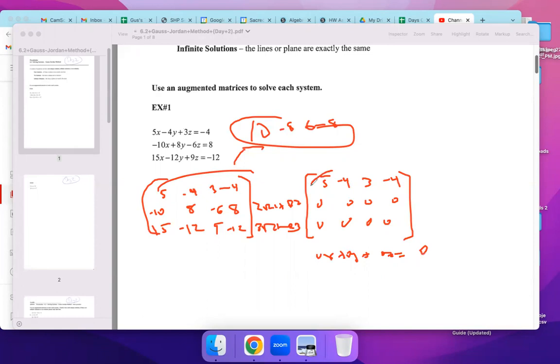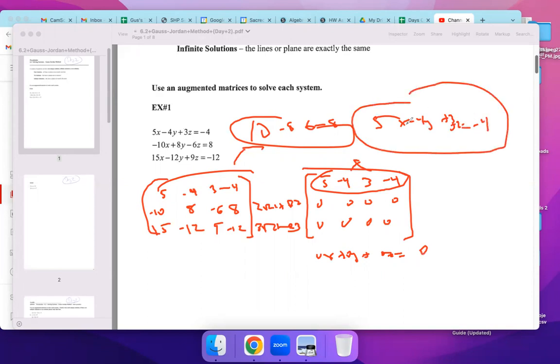And likewise, this third row. So really all we're stuck with now is 5x minus 4y plus 3z equals -4. And there are going to be infinite possibilities that satisfy this. I can't think of it off the top of my head, but actually I could. Let's say x were 1 and y were 1. You have 5 minus 4 plus 3z equals -4. So 3z equals -5. So z is -5 thirds.